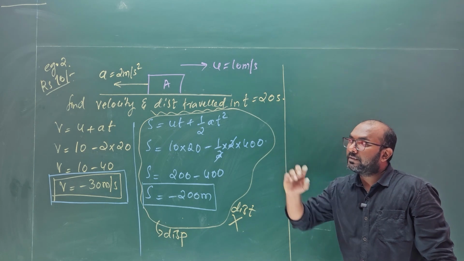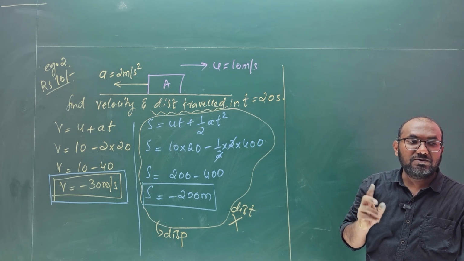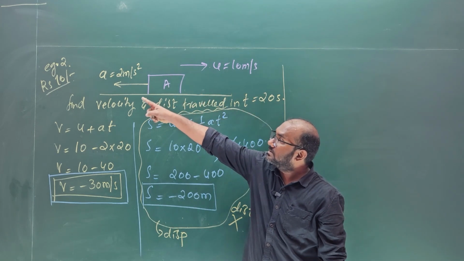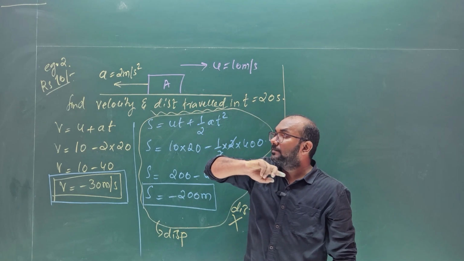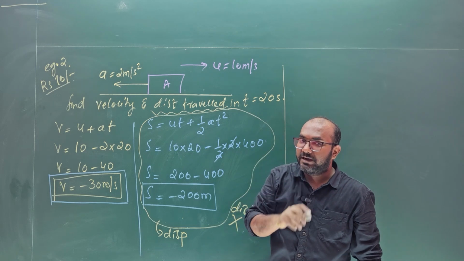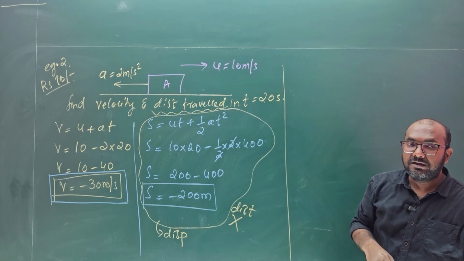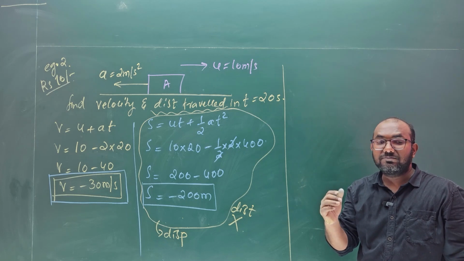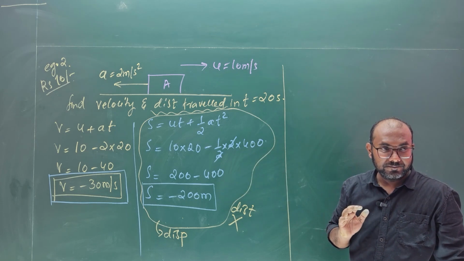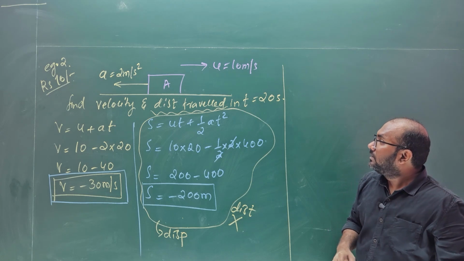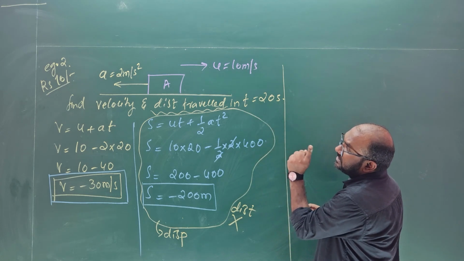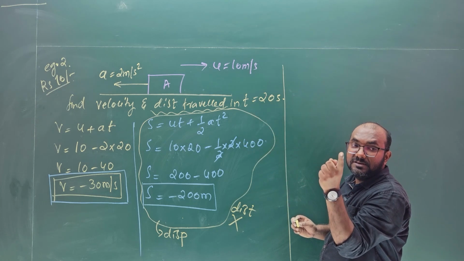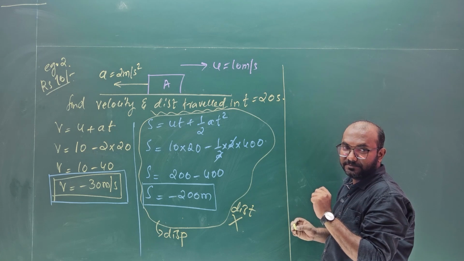Whenever acceleration is opposite to the direction of motion, the body is going in this direction and acceleration is in that direction. That means after 1 second velocity will be 8 meter per second, then after 1 more second velocity will be 6, then 4, then 2, and finally it stops, velocity becomes 0. So just by seeing the acceleration and velocity, I can say the body will have 0 velocity after 5 seconds.